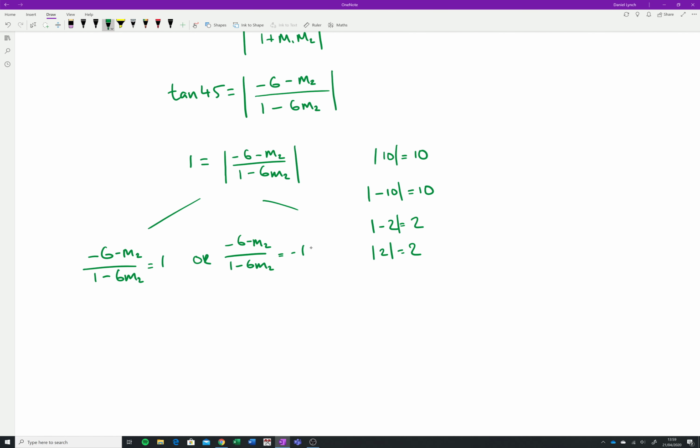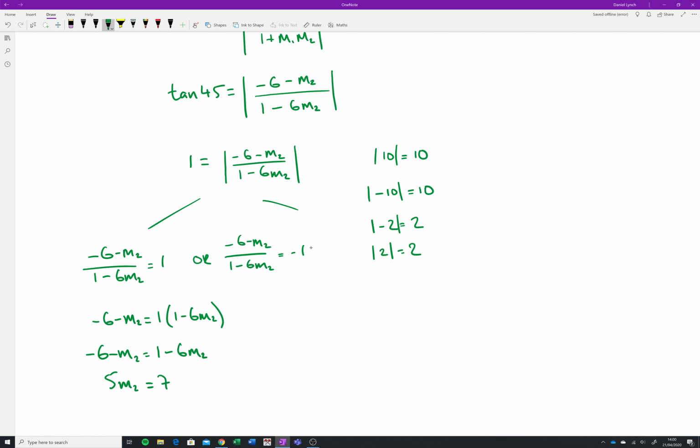We'll multiply both sides by 1 - 6m, or m2 as we were using here. So we get -6 - m2 is equal to 1 amount of (1 - 6m2)s. Sorry, I thought I had said that I would call it m, but I've committed now. Okay, we bring m2s to one side and numbers to the other. So we're going to add 6m to both sides. When we do that, we get 5m here. And we're going to add 6 to both sides, and we're going to end up with 7.